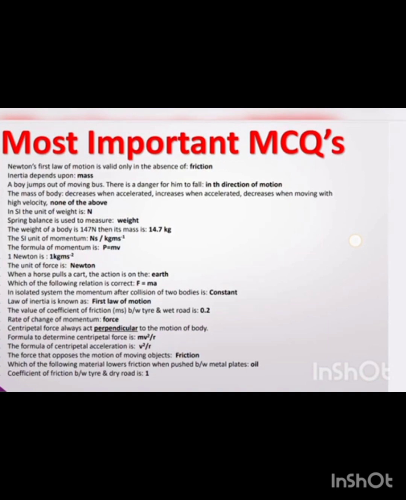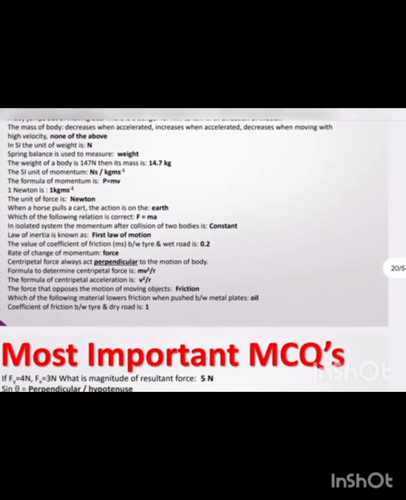Centripetal force always acts perpendicular to the motion of the body. Formula to determine centripetal force is mv square over r. The formula of centripetal acceleration is v square over r. The force that opposes the motion of a moving object is friction. Which of the following materials lowers friction when pushed between metal plates? Oil. Coefficient of friction between tire and dry road is 1.